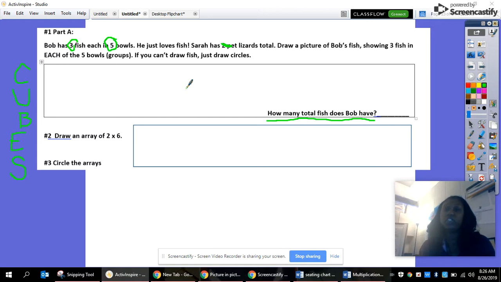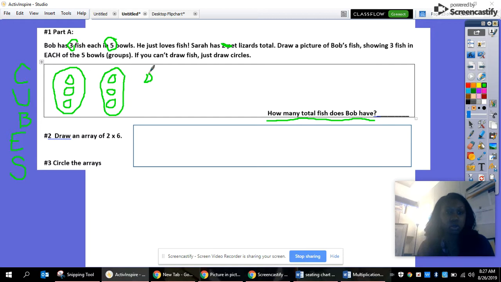It says to draw a picture showing 3 fish in each of the 5 bowls. So I need 3 fish. I'm just going to put circles. And they're in a bowl. And they're going to have 5 of these. So 1, 2. I know my circles aren't perfect. That's okay, because I'm just trying to show my thinking.